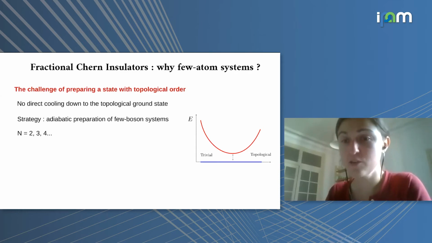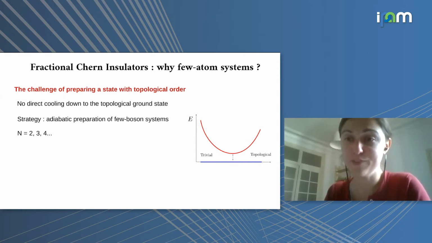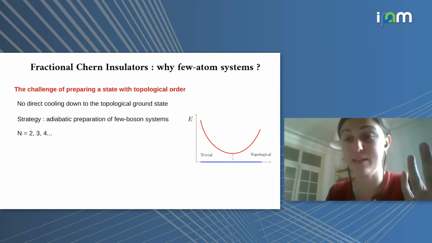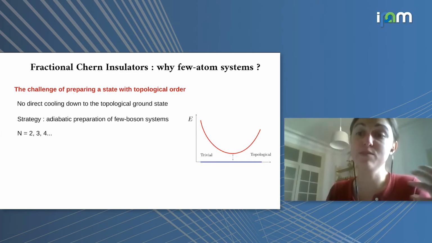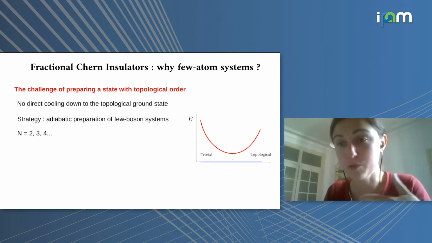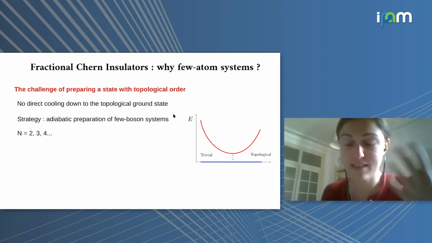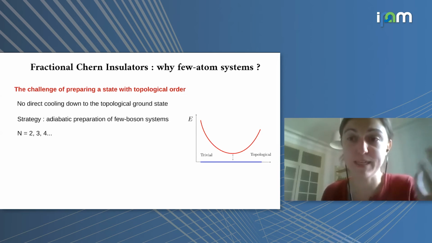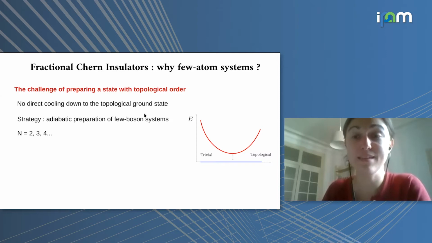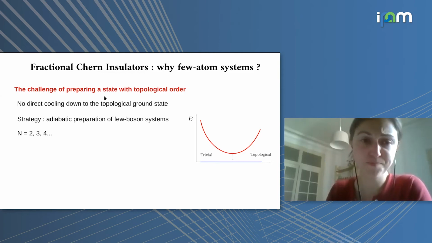And because you're going from a trivial to the topological phase, you have to have a phase transition in between, which means that in the thermodynamic limit, there will be a gap closing. But if the system is sufficiently small, then this gap will remain open, and you can be almost adiabatic when going through this phase transition. So right now, it's one of the main strategies to try and prepare a fractional Chern insulator by starting from very small ensembles of bosons, namely 2, 3, or 4 bosons.